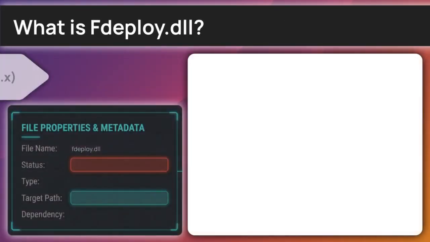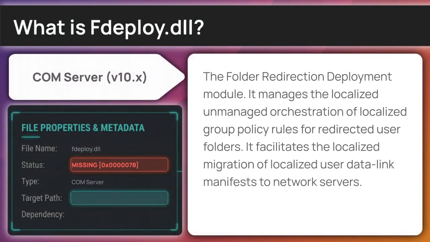This is the Fdeploy Library, the Folder Redirection Deployment module. It manages the localized unmanaged orchestration of localized group policy rules for redirected user folders. It facilitates the localized migration of localized user data link manifests to network servers.